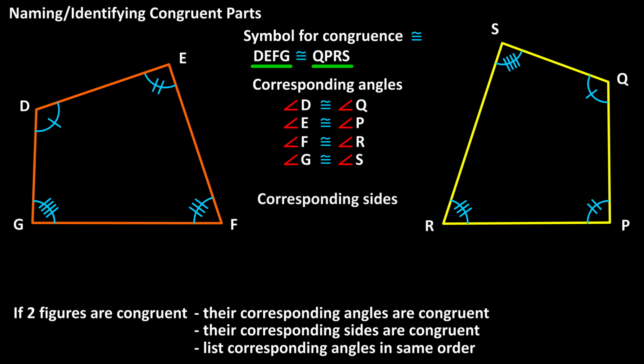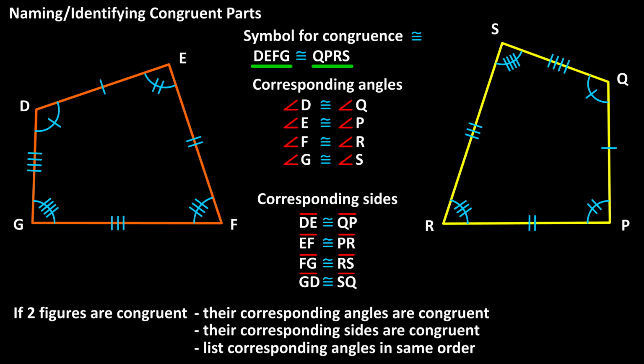Now for corresponding sides. Again, based on how this is written, we know that segment DE is congruent to segment QP. So I'll put a single tick mark on those segments. Next, we know that segment EF is congruent to segment PR. So 2 tick marks on those segments. And we know that segment FG is congruent to segment RS, and segment GD is congruent to segment SQ. So I'll put in 3 and 4 tick marks to show this.